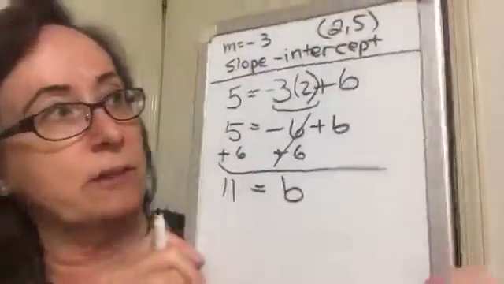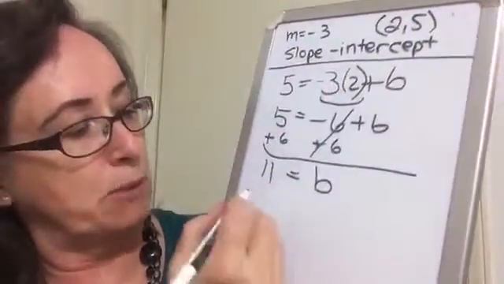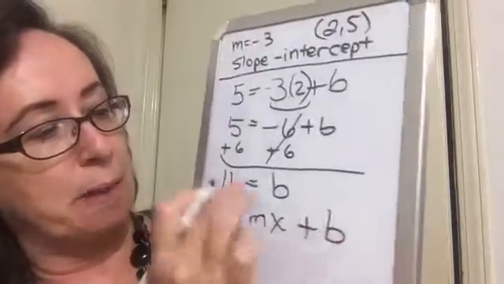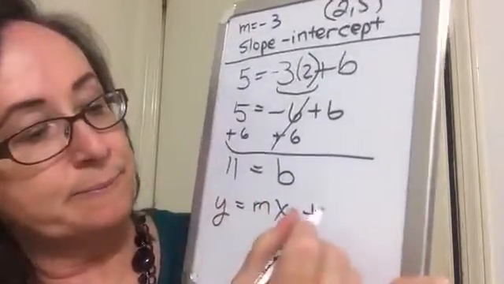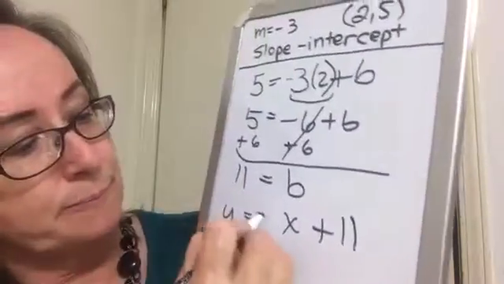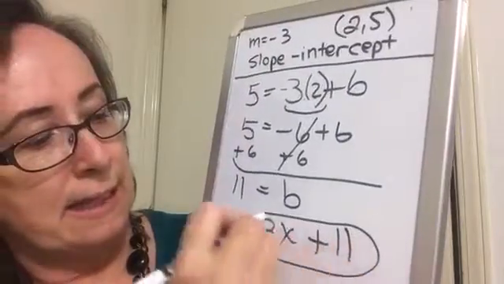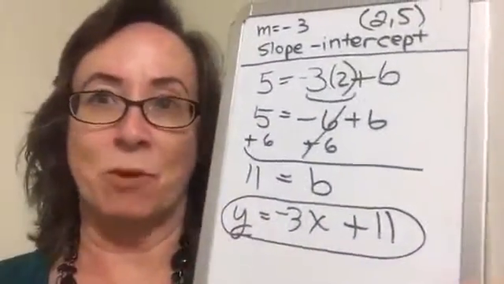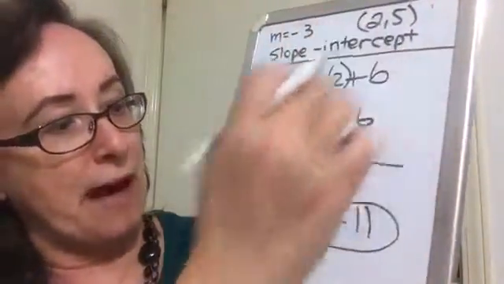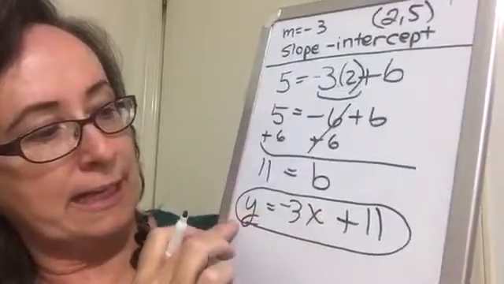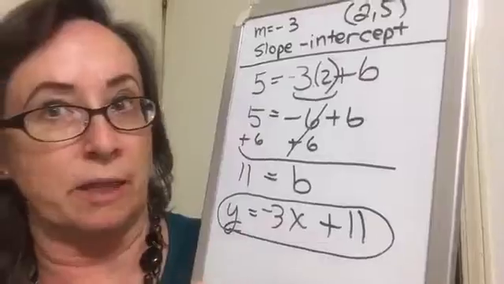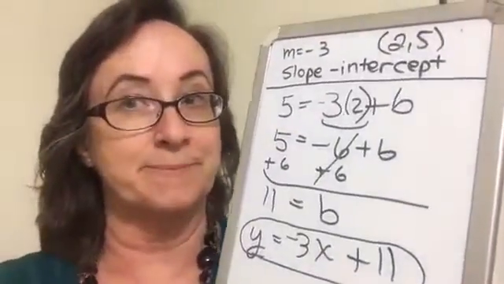So now all I have to do is put it into my slope-intercept form again. Y is mx plus b, but b is 11. My slope is, from my problem, -3. And that is the slope-intercept form of that line. And you can plug in 2, 5 here and here, and you can see that it does make the equation true, and we do know that the slope is -3, so you can easily check them.